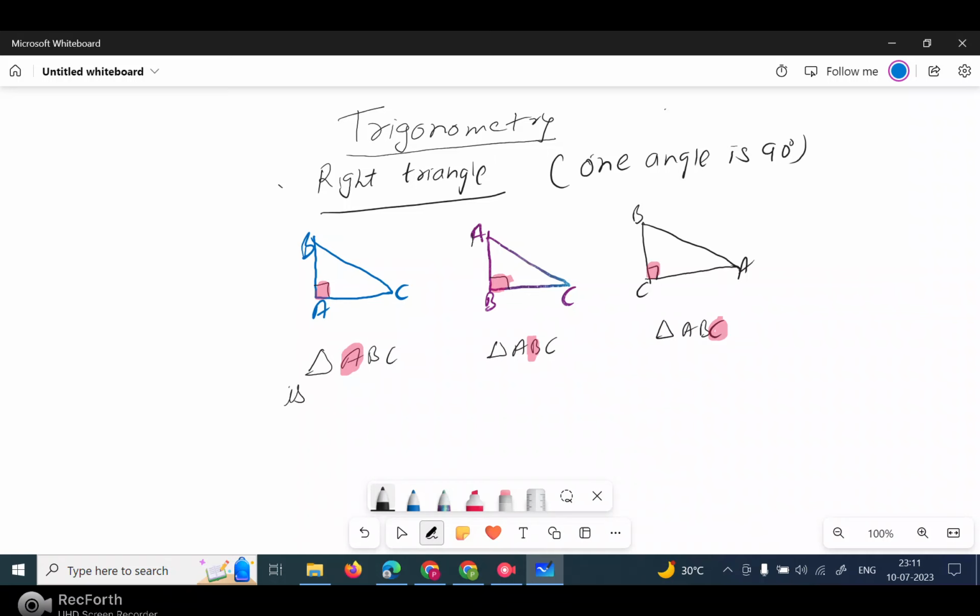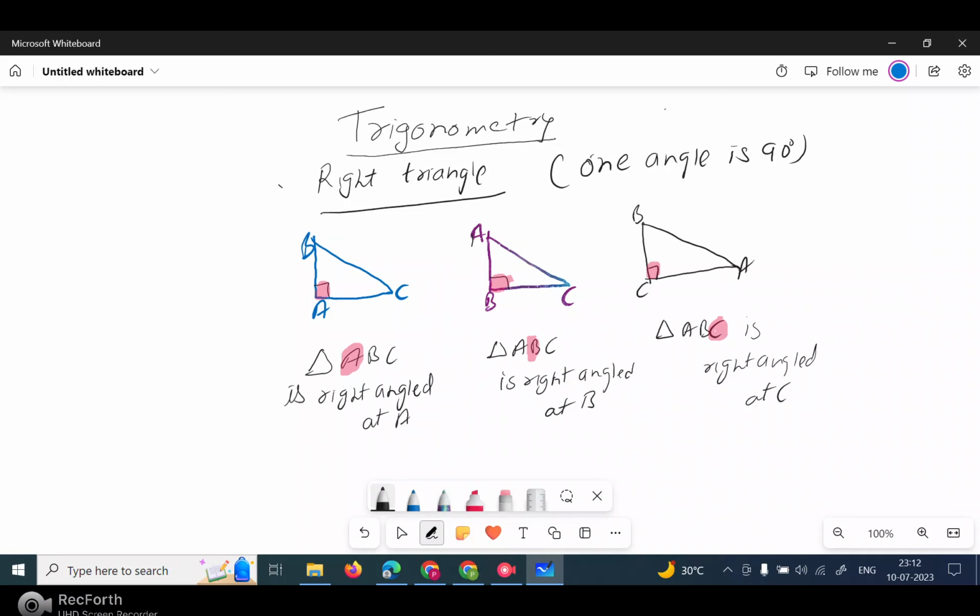Triangle ABC is right angled at A, and I'll say triangle ABC is right angled at B, and the same triangle ABC is right angled at C.